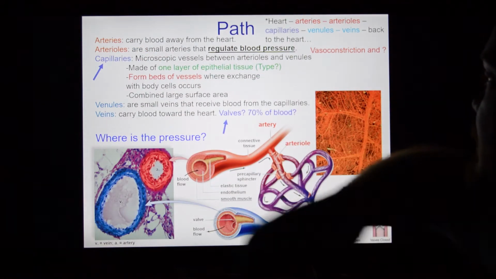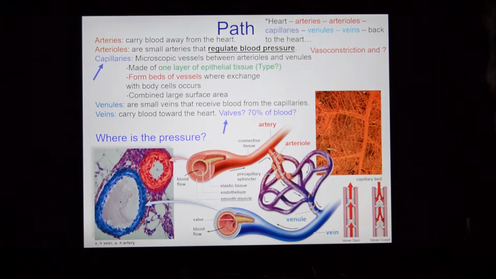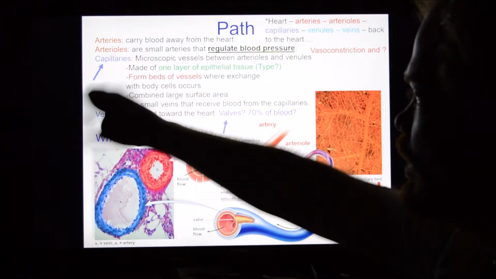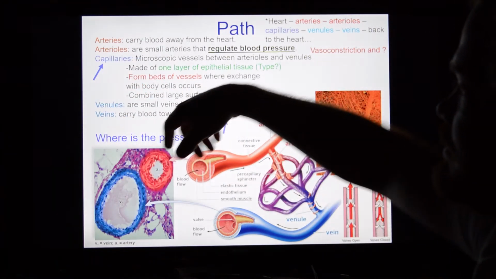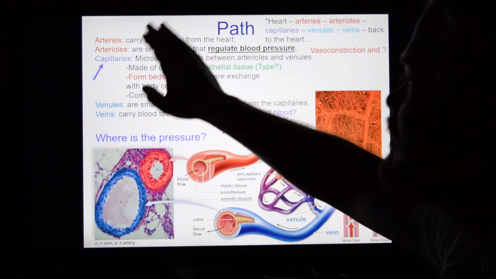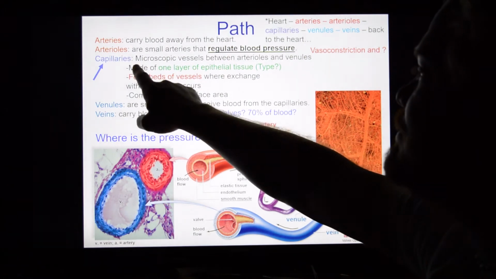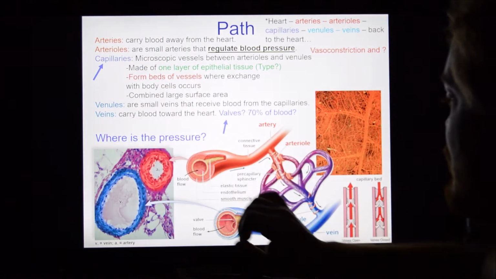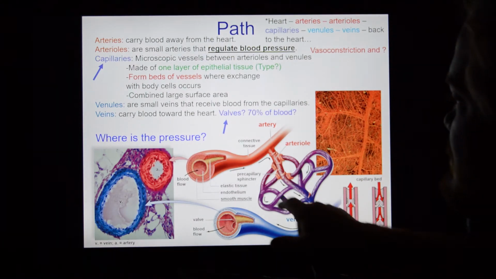So heart to arteries, arteries to arterioles, and the arterioles are very important here because they're quite muscular. Vasoconstriction and vasodilation, which we described earlier, happen at the arterioles. So we can regulate where blood goes by regulating the arterioles. Heart to arteries, arteries to arterioles, arterioles to capillaries where exchange happens. The capillaries lead to venules. These are little bitty veins.